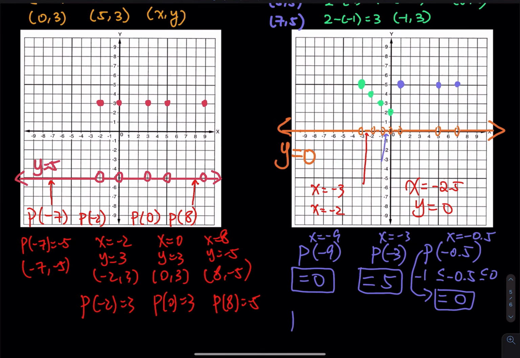How about p of 7? For p of 7, you have an open orange circle, and you have a solid purple dot. So we pick the solid purple dot. So when x equals 7, y equals 5. So that's how you do the function evaluation using the picture.